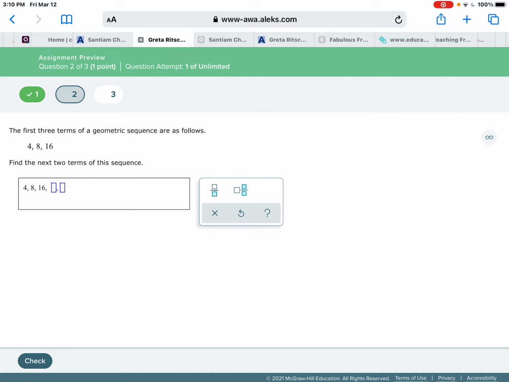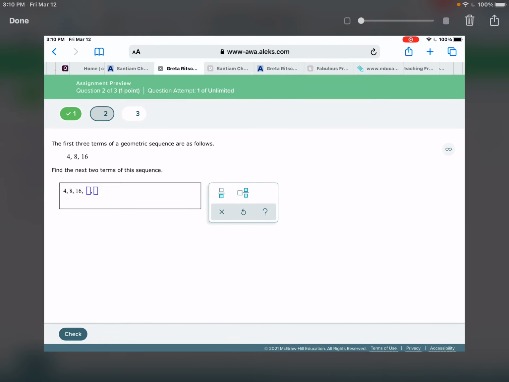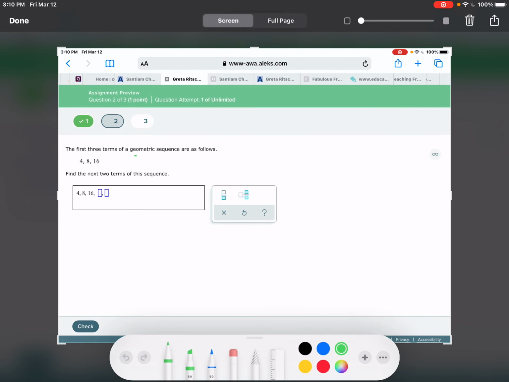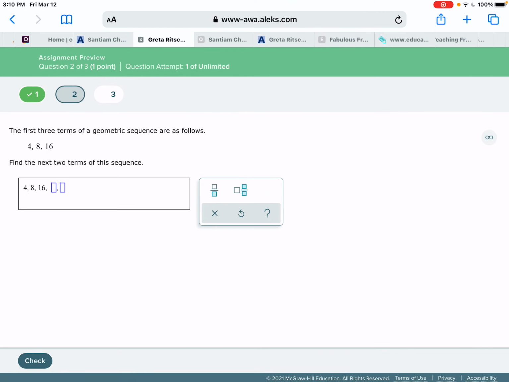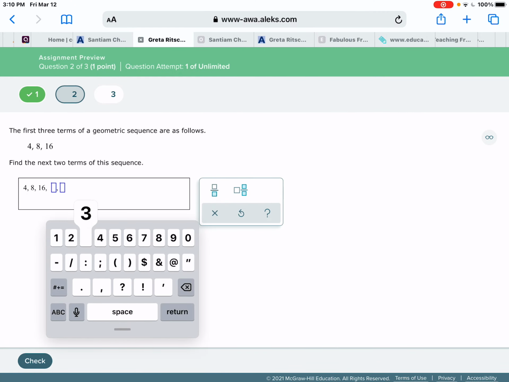The first 3 terms of a geometric sequence are as follows: 4, 8, 16. Find the next 2 terms. So if it's a geometric sequence, that means we are multiplying by something. So 4 times 2 is 8, and 8 times 2 is 16. So we're going to be multiplying times 2. 16 times 2 is 32, and 32 times 2 is 64.